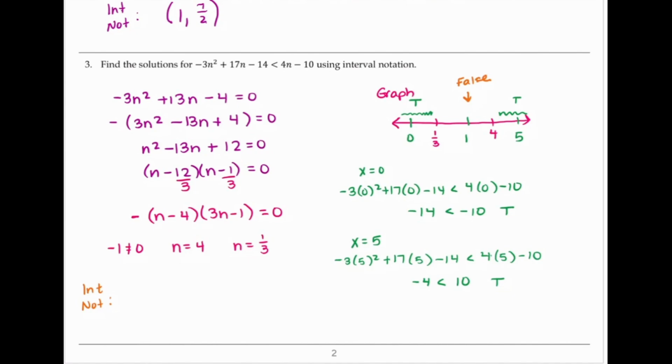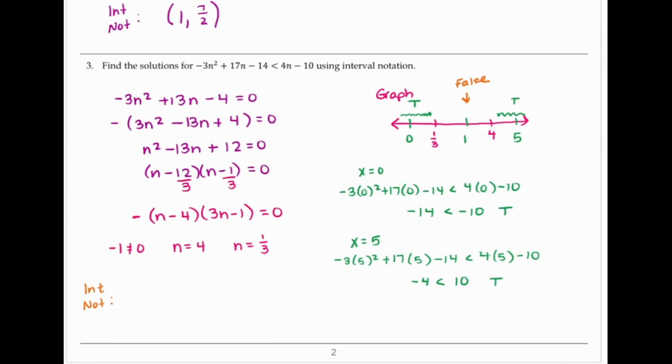Well, the smallest possible x value you can have is negative infinity, and the largest would be 1/3. That is the front piece. That is this piece right here. And here we have an inequality that is not included, so this would be technically an open circle. And all these numbers would be part of your solution. So this would be a parenthesis.